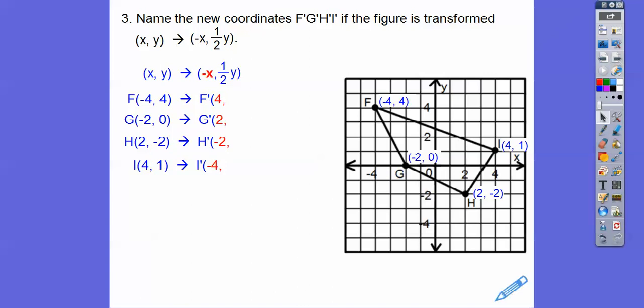And then for the y's, you guys, what we're going to do is just take half of all of these. Half of 4 is 2, half of 0 is 0, half of negative 1... I'm sorry, half of negative 2 is negative 1, half of 1 is a half, okay?